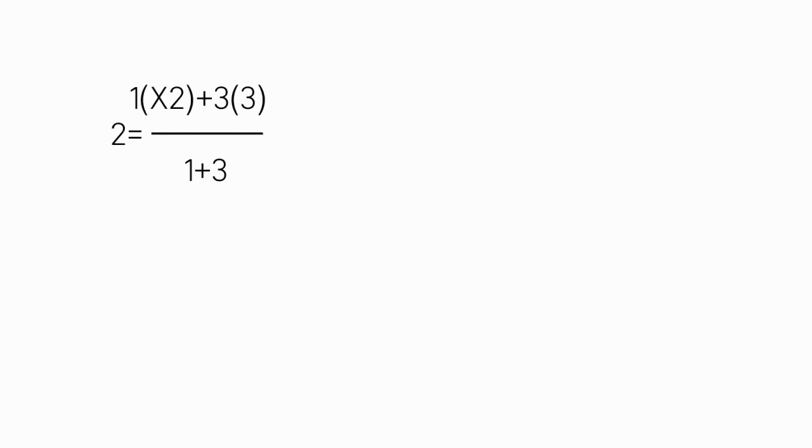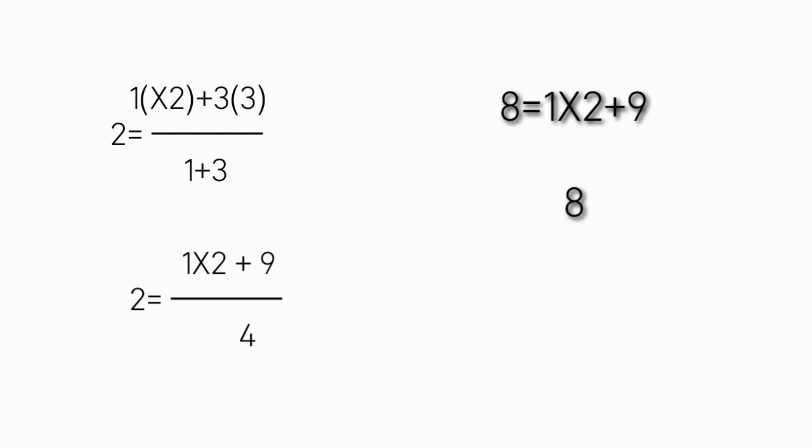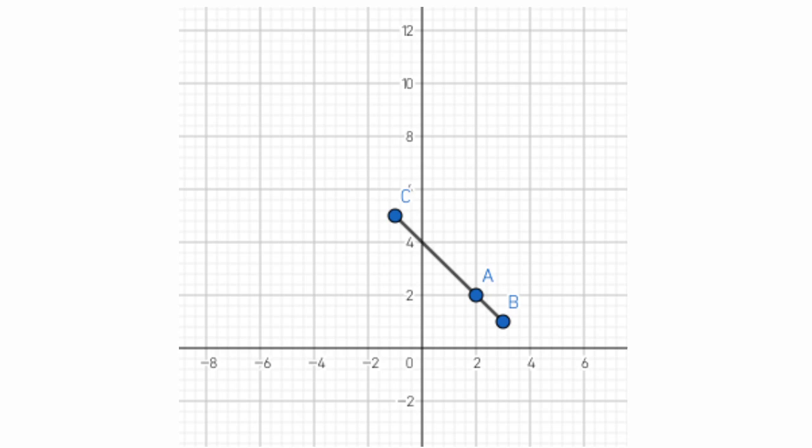Solve for x sub 2. 2 is equal to 1 times x sub 2 plus 3 times 3 over 1 plus 3 is equal to 2 is equal to 1 x sub 2 plus 9 over 4. To avoid fractions, multiply both sides by the denominator, which is 4. So 8 is equal to 1 x sub 2 plus 9, so 8 minus 9 is equal to x sub 2. The answer is negative 1 is equal to x sub 2. Finally, the value of x sub 2 is negative 1. Then you just have to do it with the y-coordinates.